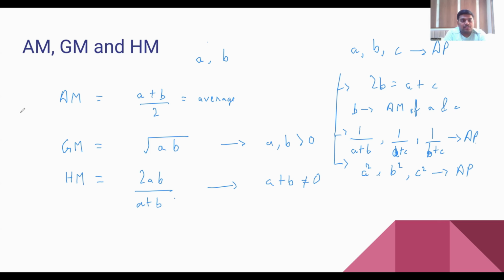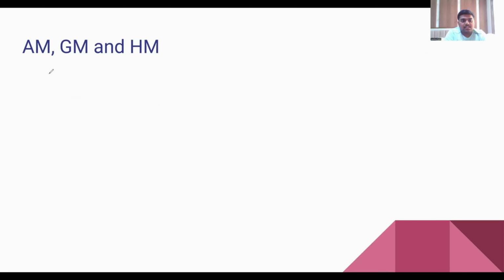Now we will look at some implications of the arithmetic mean. So let us say we are given two numbers, 1 and 51. You have to find out 49 arithmetic means between 1 and 51. So there is a formula for doing it actually.